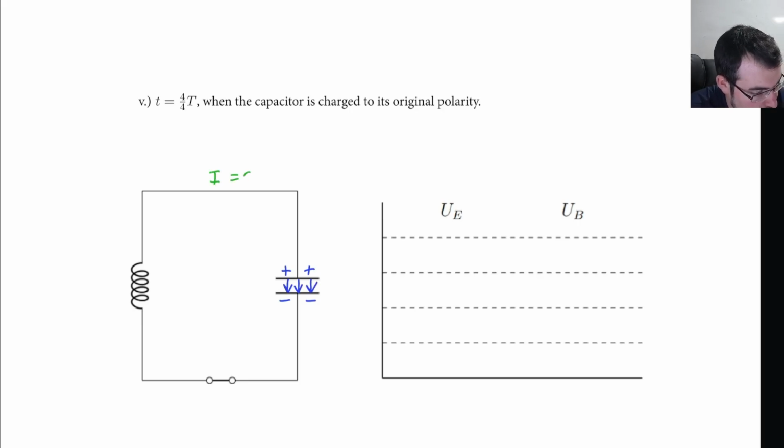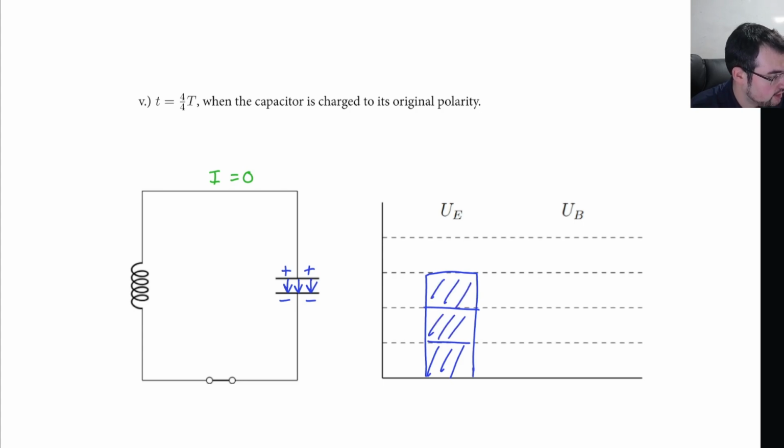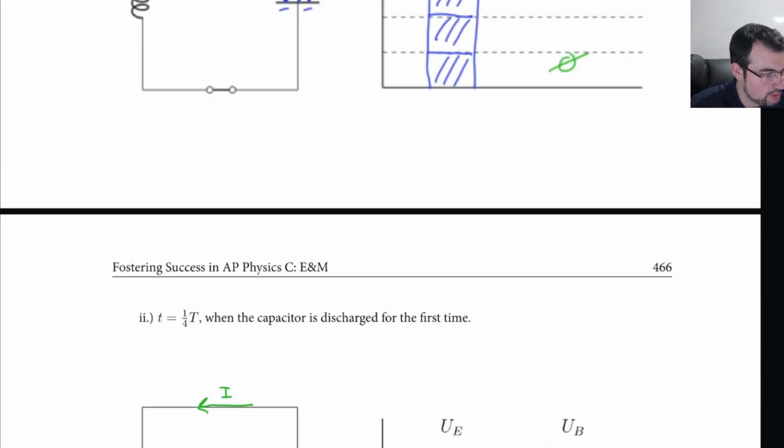With no current, because we're fully charged, all of our energy is back in the electric field. Make the bars a bit larger. And there's no energy in the magnetic field. So we see that there's a little trading happening, just like we thought.